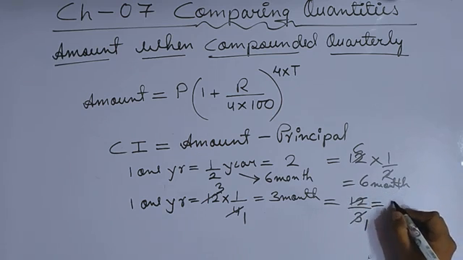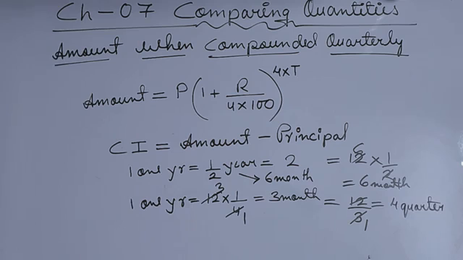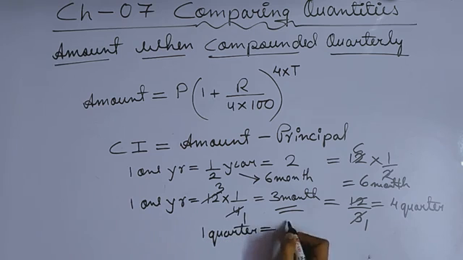So 4 quarters will come out. Basically in 1 year, 4 quarters are there. And 1 quarter is equal to how much? 3 months. 1 quarter is equal to 3 months.